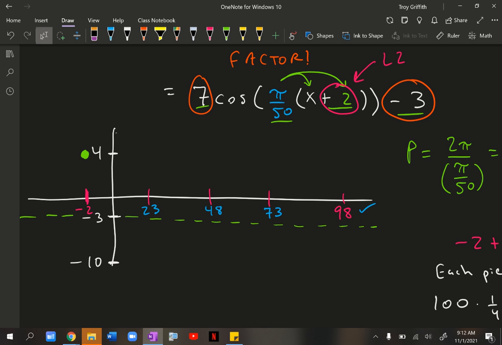Okay. And then from here, I'm going to go from the top to the middle. So here's my middle at 23, -3. Down to the bottom at 48, -10. Back to the middle at 73, -3. And I finish back up at the top. You always finish where you started. In this case at 98, 4.